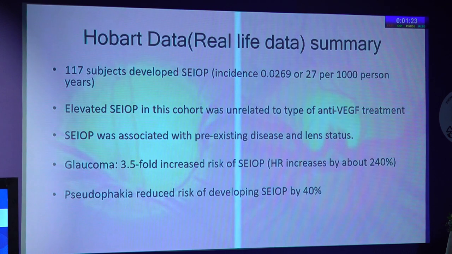So in summary, I think we found that 117 of our patients developed a sustained elevation of intraocular pressure. The elevation of intraocular pressure was not related to the type of anti-VEGF treatment. It was associated with pre-existing disease and lens status, so glaucoma, ocular hypertension, and phakia. Glaucoma carried a 3.5-fold increased risk of elevated intraocular pressure. And pseudophakia, in a sense, reduces the risk.